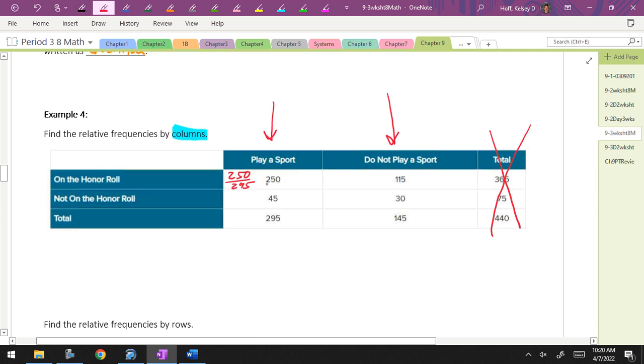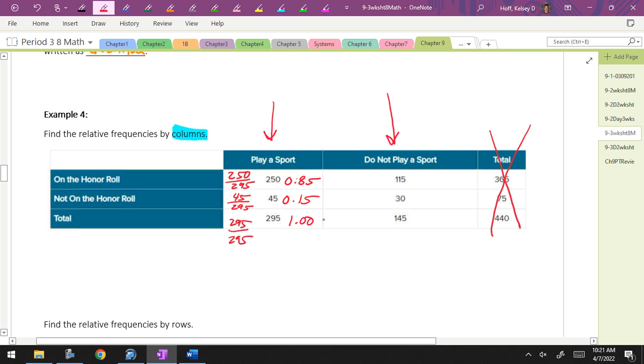What you got, Grady? So 0.85, right? Anybody else get 0.85? Let's continue in that column. The part would be 45. The whole would be 295. 45 divided by 295 is 0.15. And you still have to do the last one. The part is 295. The whole is 295, which is 1.00. Because it's rounded to the hundredth, put 1.00.